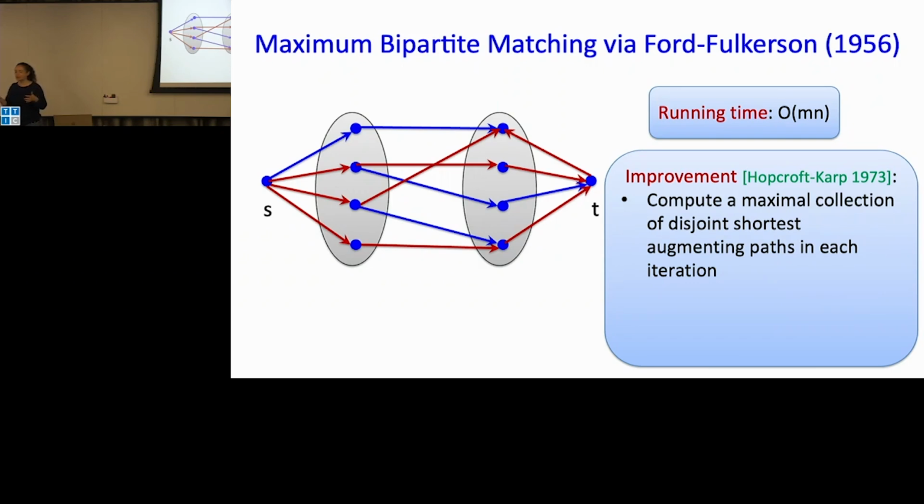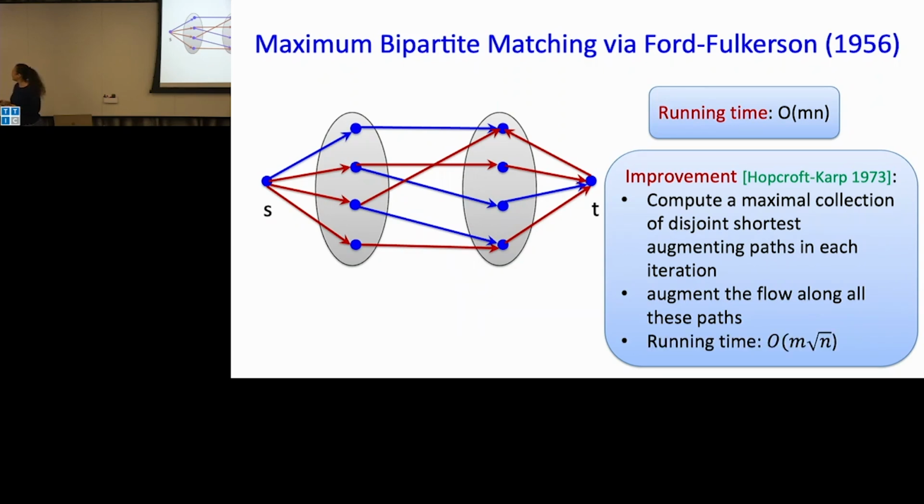And these paths are disjoint, so you can augment your flow simultaneously on all of these paths, and you're done for 1 iteration, right? And they show that you can get m squared n running time using this idea. And this is it. This is where we stood for a very, very long time.